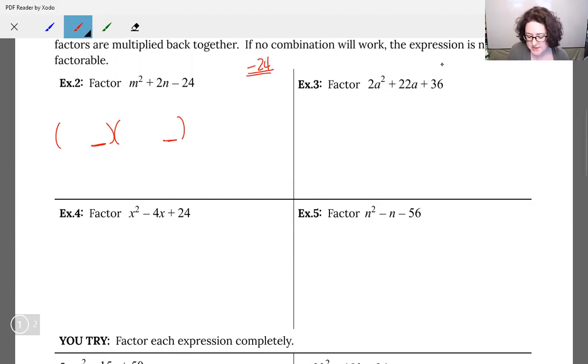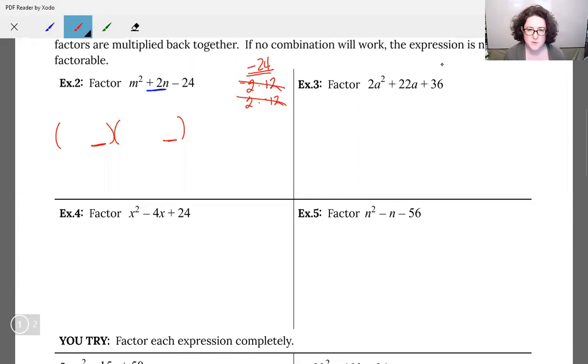We could do 2 times 12. But we'd have to come up with a couple different combinations. If we're multiplying to get a negative 24, we'd have to multiply either negative 2 times 12 or 2 times negative 12. But when we add them, they're going to have to come to that 2n in the middle. That is not going to happen with any combination of negative 2 and 12 or 2 and negative 12. So I need to keep going on my brainstorming.